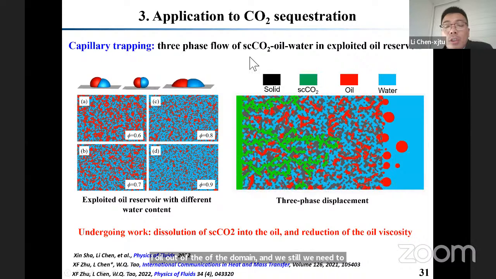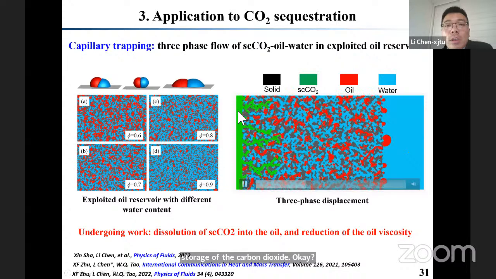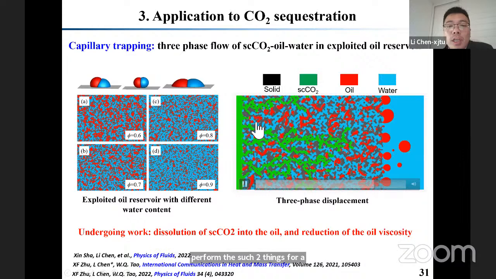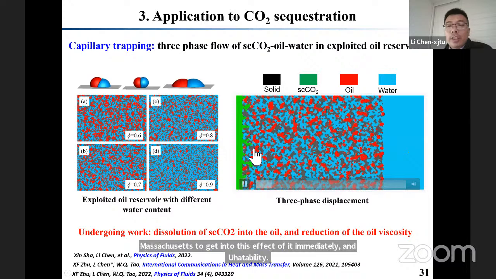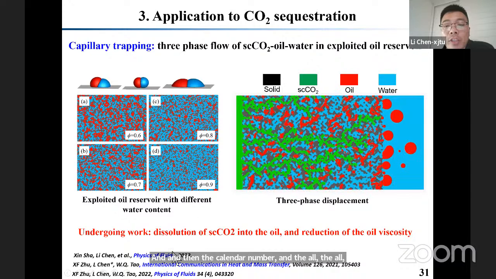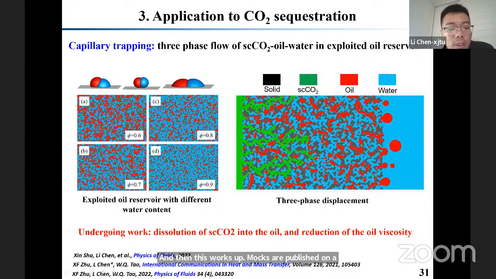Okay, so in our group we performed such triple phase pore scale fluid flow simulation, and we investigated the effects of wettability, the capillary number, and the surface tension force, something like that. And these works are published in Physics of Fluids and International Communications in Heat and Mass Transfer.